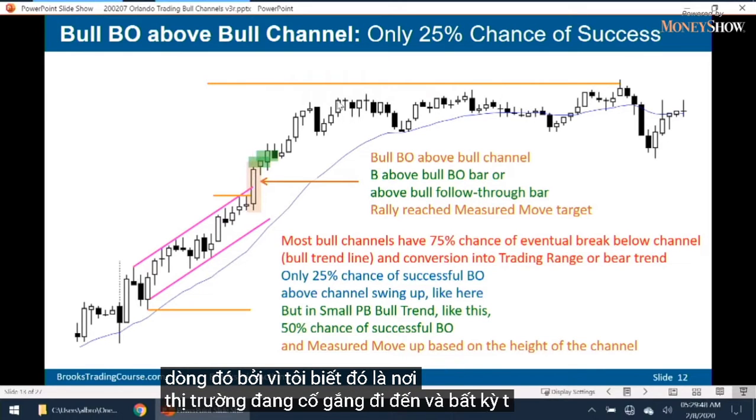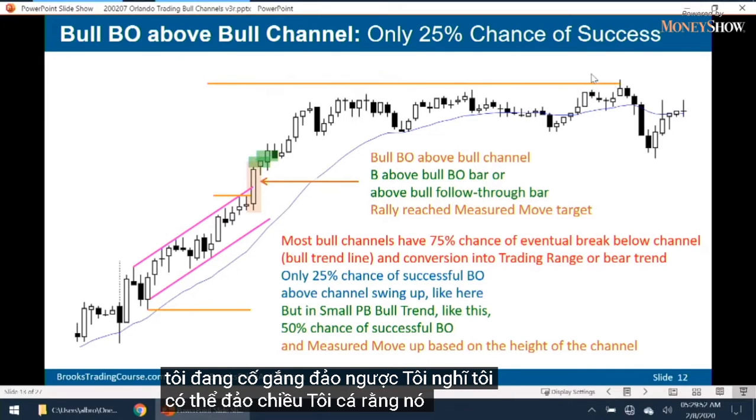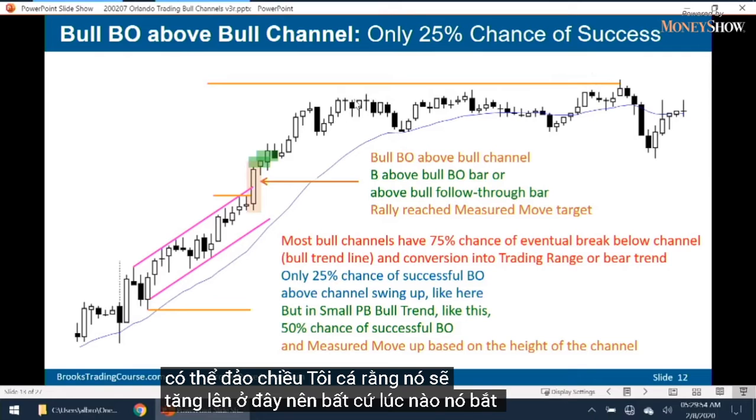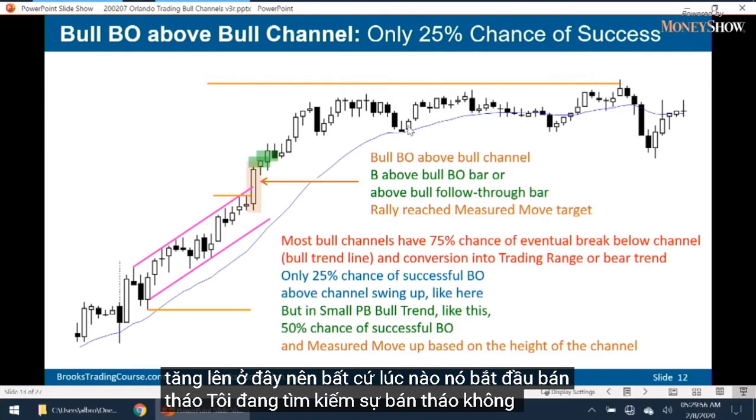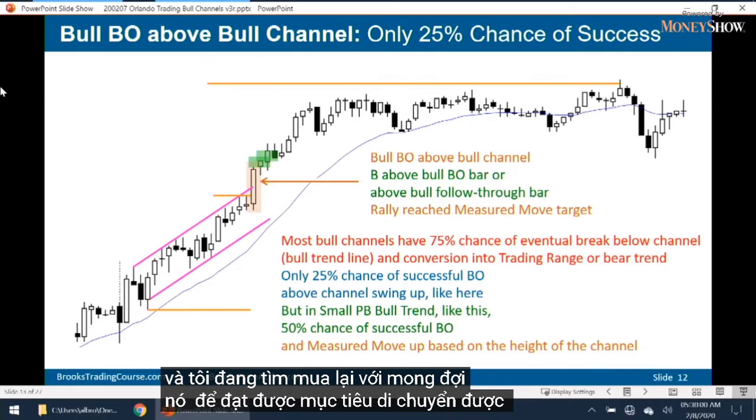And anytime it's trying to reverse, I'm thinking, it might be a reversal. I bet it's going to go up here. So anytime it starts to sell off, I'm looking for the sell-off to fail, and I'm looking to buy again, expecting it to get up to that measured move target.